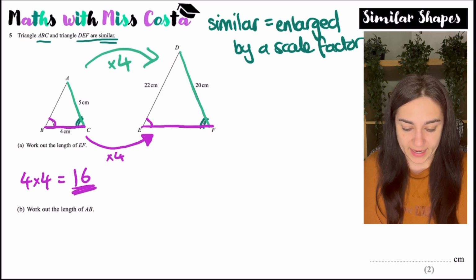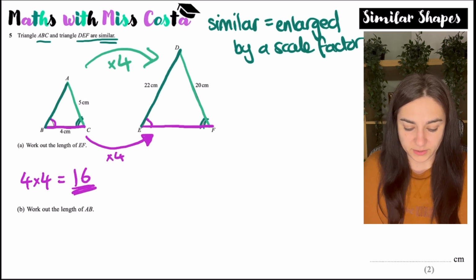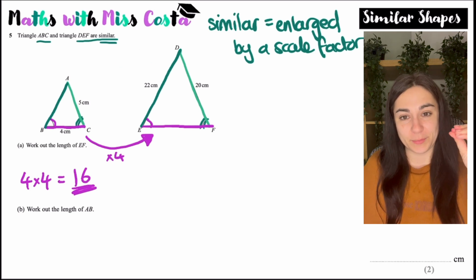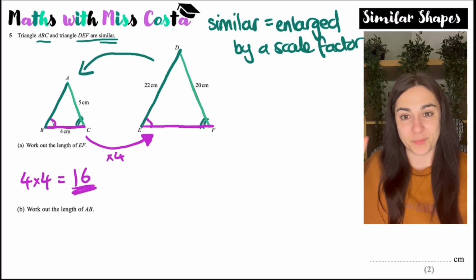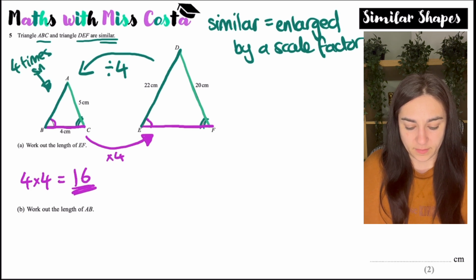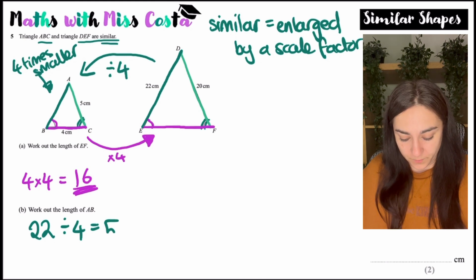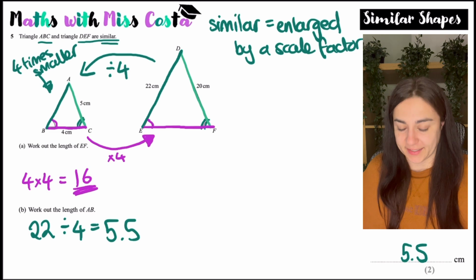I then need to work out the length of AB. AB is this length here, and I know the corresponding length on my larger shape. Now, if the scale factor of enlargement to get from your smaller shape to the larger shape is you multiply by 4, that must mean that to get from the larger shape to the smaller shape, you divide by 4, because this shape is 4 times smaller. So I'm going to do 22 divided by 4, which is 5.5. So the length of AB is 5.5 centimetres.